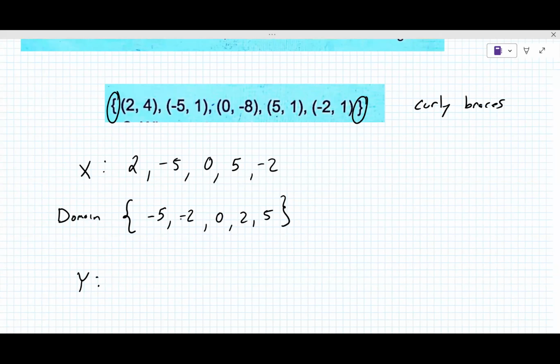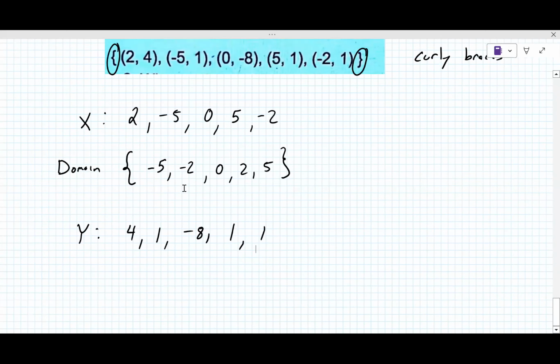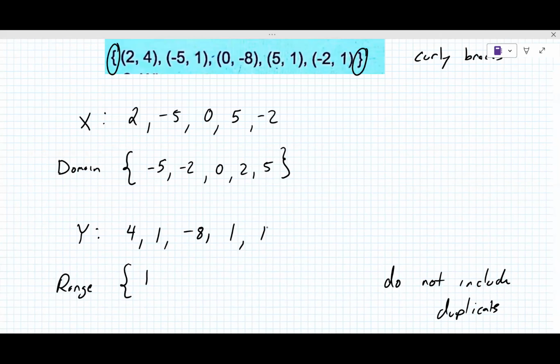So for the range, it's the Y values. Again, I'm just going to write the Y values without thinking much about those. And then for the range, you do the same thing. You put them in order, but notice you have duplicates now. So you do not include the duplicates. You just write one of them. So we start with -8, comma 1, comma 4, close curly brace.